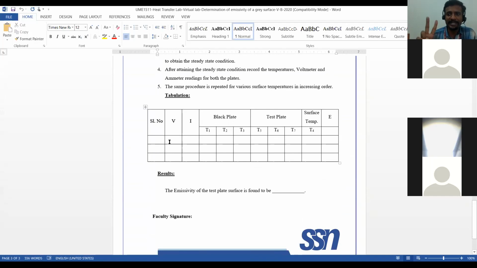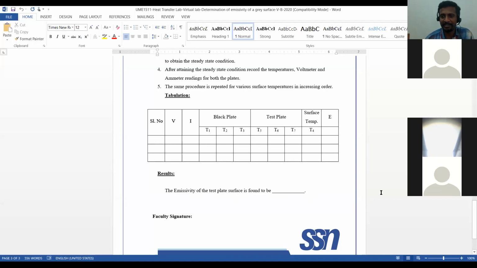But I want you to perform this test for two different materials and then record all the temperature values. Okay, and then tell me what is the emissivity that you get. So the result will be: emissivity of the test plate found to be A for plate 1, B for plate 2, whatever material you have chosen, and give us the value. Take a picture of this particular table and result. That alone you can upload in LMS.